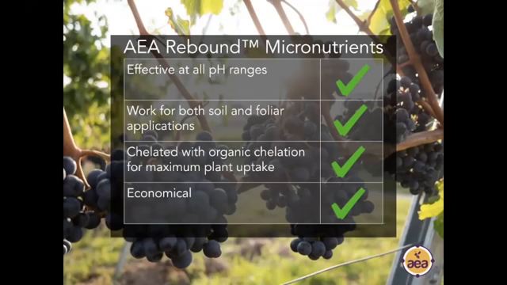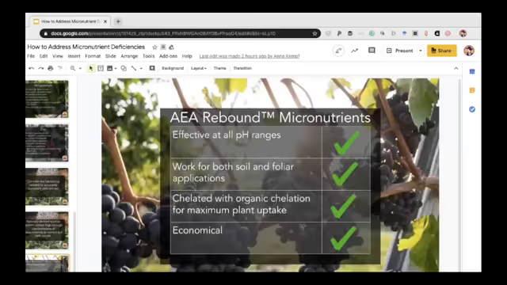Many of you are familiar with our rebound trace mineral lines. They are developed so as to be in the reduced oxidation state for all the minerals for which that is appropriate, and to be chelated with organic chelation agents that provide for efficient absorption and translocation within the plant and show good results based on sap analysis performance. So those are the thoughts that I want to share.